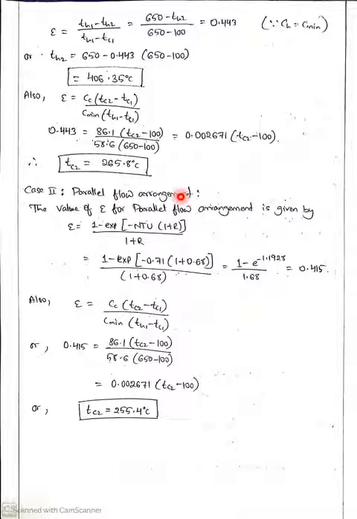Next is the parallel flow arrangement. Similar procedure: you need to take the formula from the data handbook. With respect to parallel flow, substitute the values of NTU and R to get the effectiveness. Once you get the value of effectiveness, substitute it back in the effectiveness formula to find the value of Tc2. This is the temperature with respect to the parallel flow, and this is the temperature with respect to counter flow.